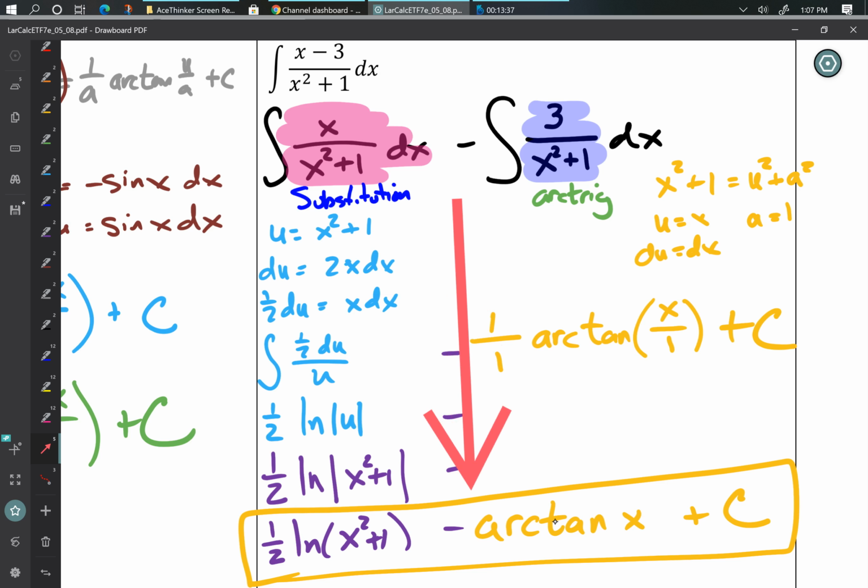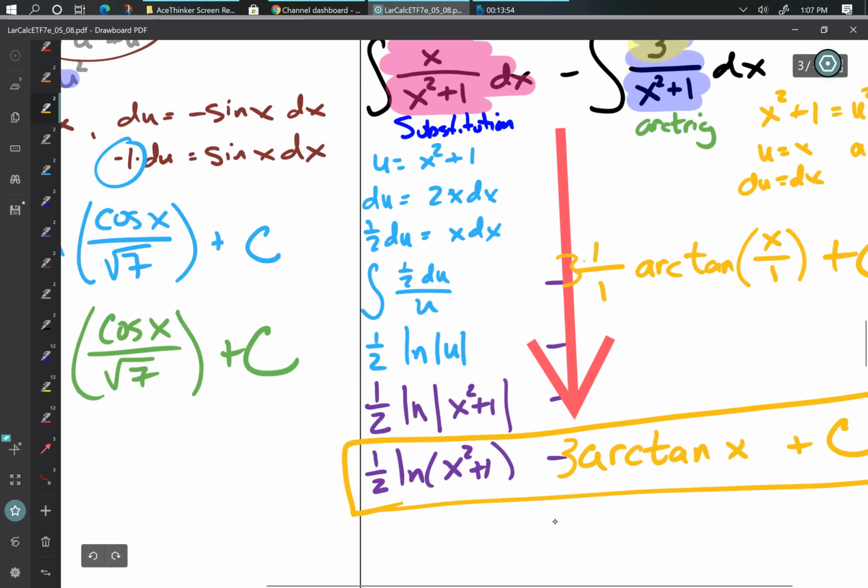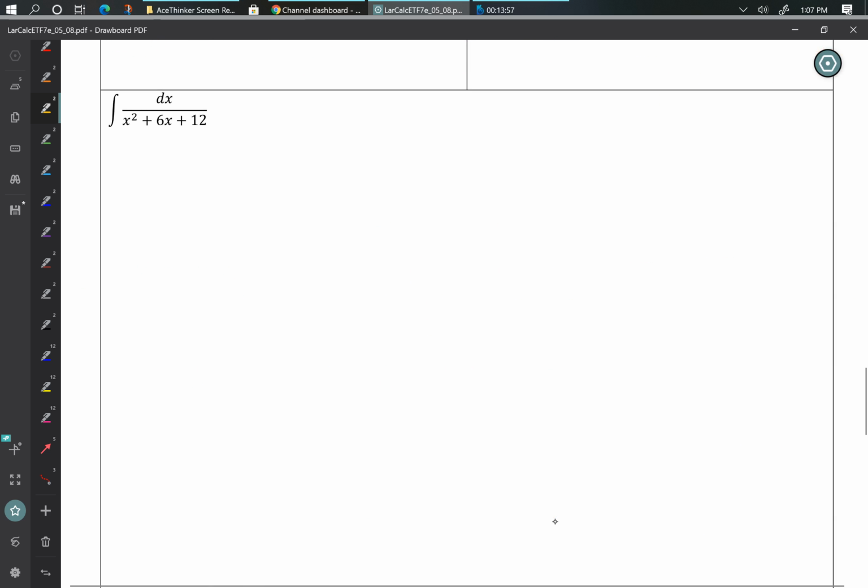Right? And I just realized I made a mistake in this problem. I lost my 3. So what does that mean? There should have been a 3 right there times that, which means there should be a 3 right here times that. It's a good thing I stared at that for a while. Now I feel better about that. Okay. All right, last problem.